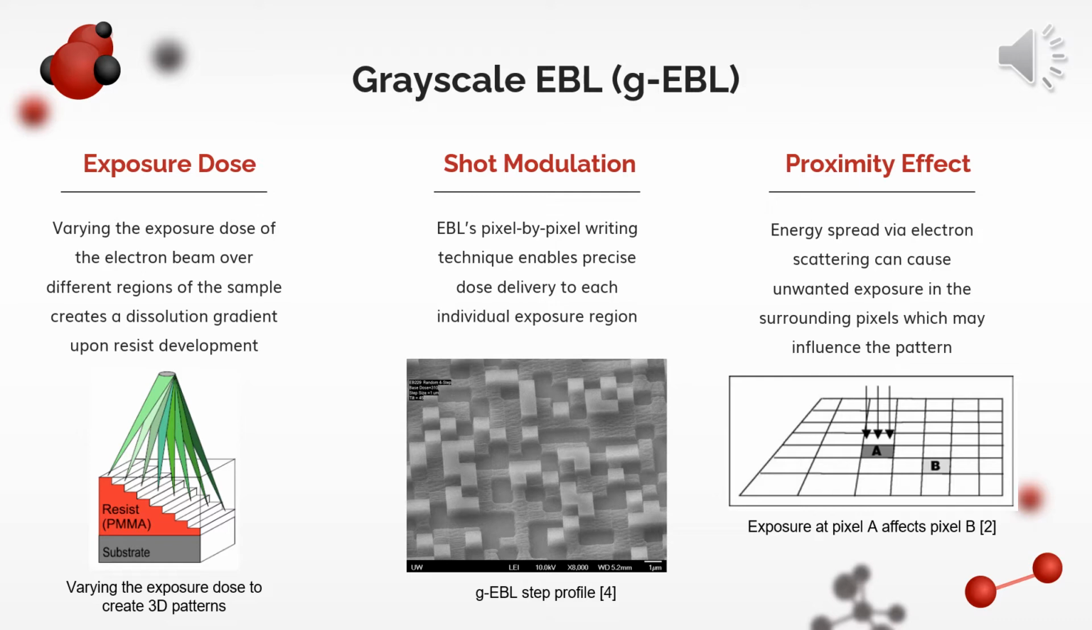Because EBL is a direct writing method which exposes the resist pixel by pixel, it allows the user to directly control the dose applied at each pixel to create highly specific structures. This process is called shot modulation.